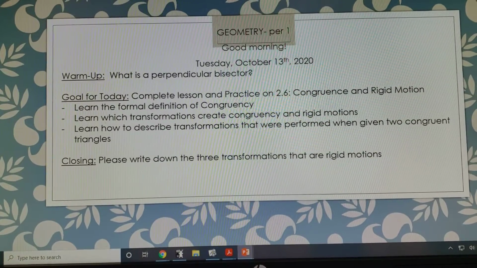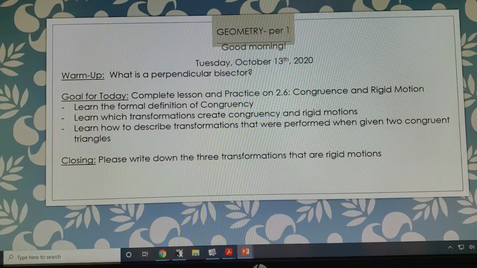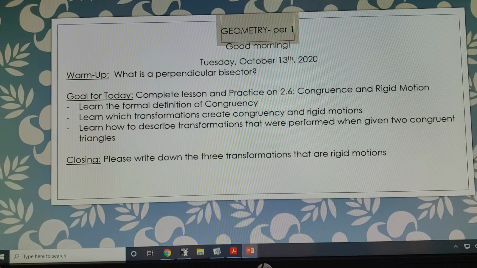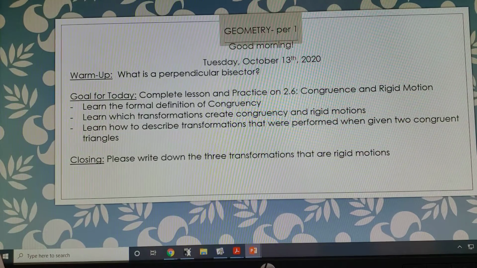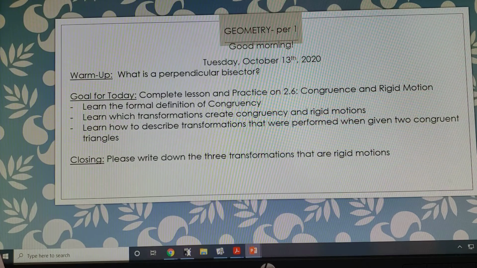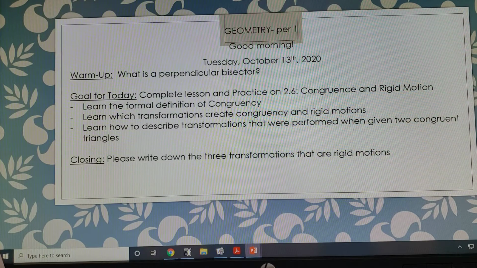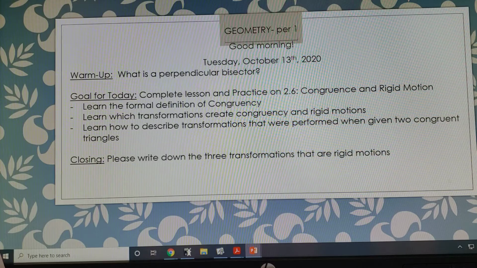Okay, so last week we were talking about transformations. There are 4 of them: rotation, reflection, translation, dilation. Rotate means to turn, translate means to slide, reflection means to flip, and those 3 are rigid motions. Remember, they preserve size and shape. Translations also create parallel lines. They're the only transformation that does create parallel lines.